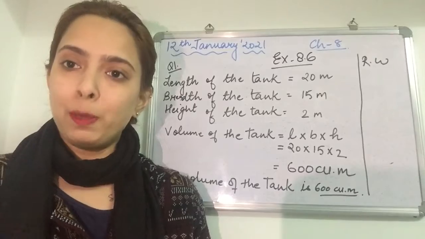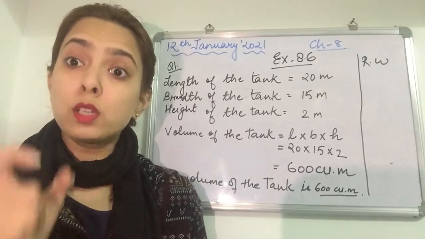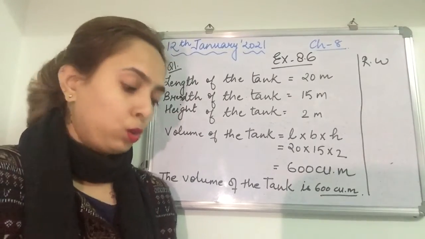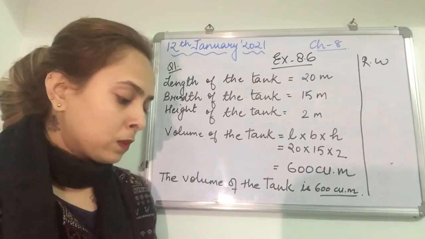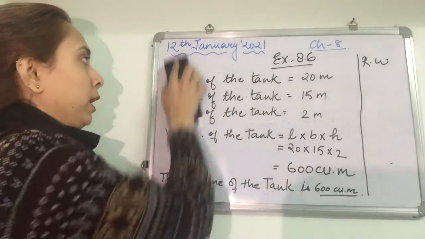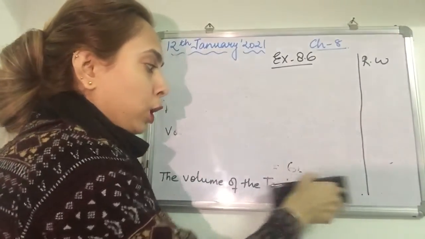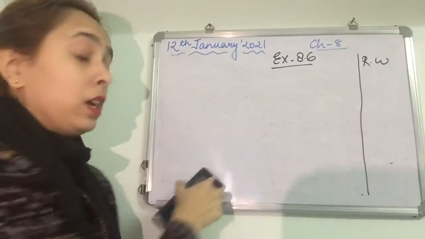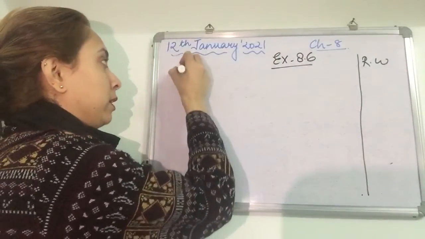The shape of that pit is cubical. It means we are talking about cube. So here we will apply the formula of cube. So only one side is given. It means rest of the sides are also equal. So we will simply apply the formula of cube. See students, the question itself is giving you the hints that which kind of formula you have to apply.